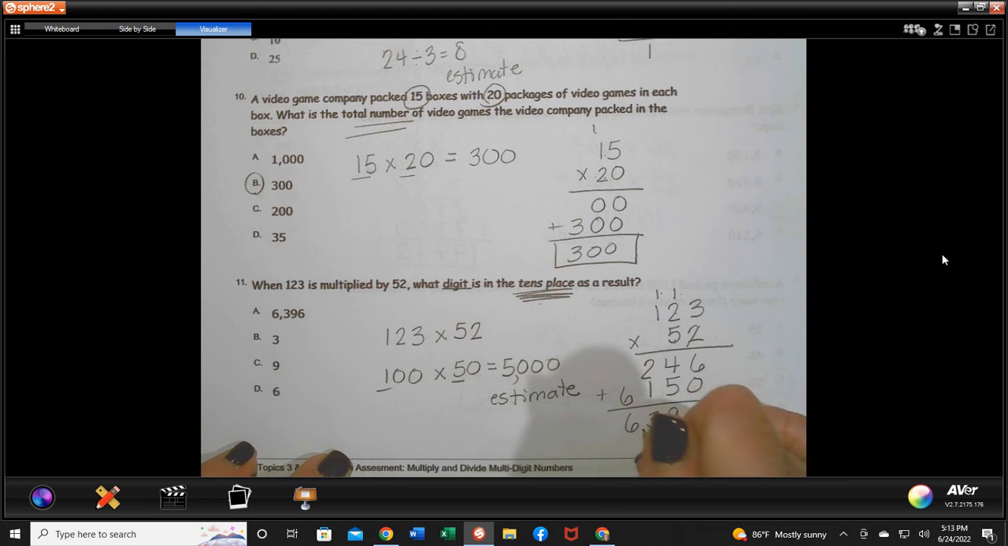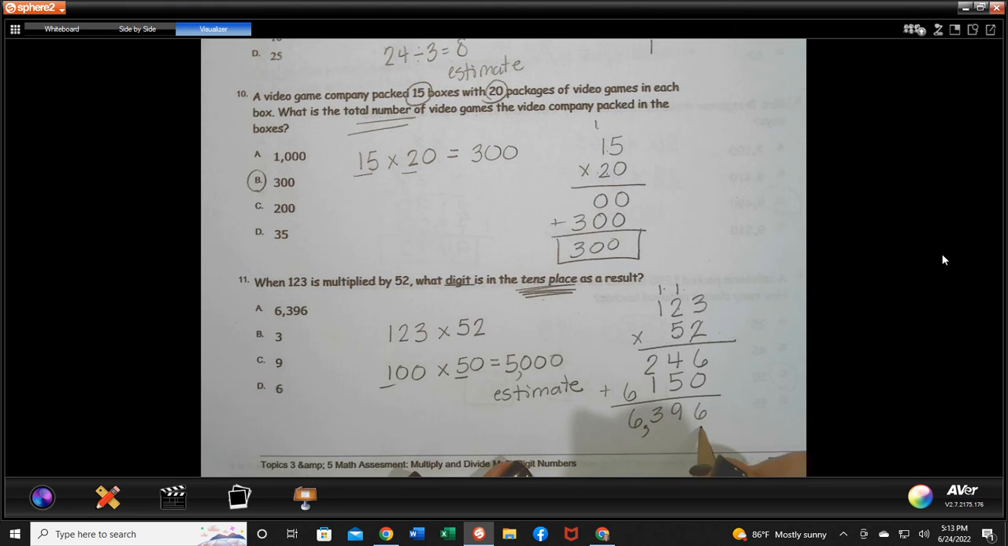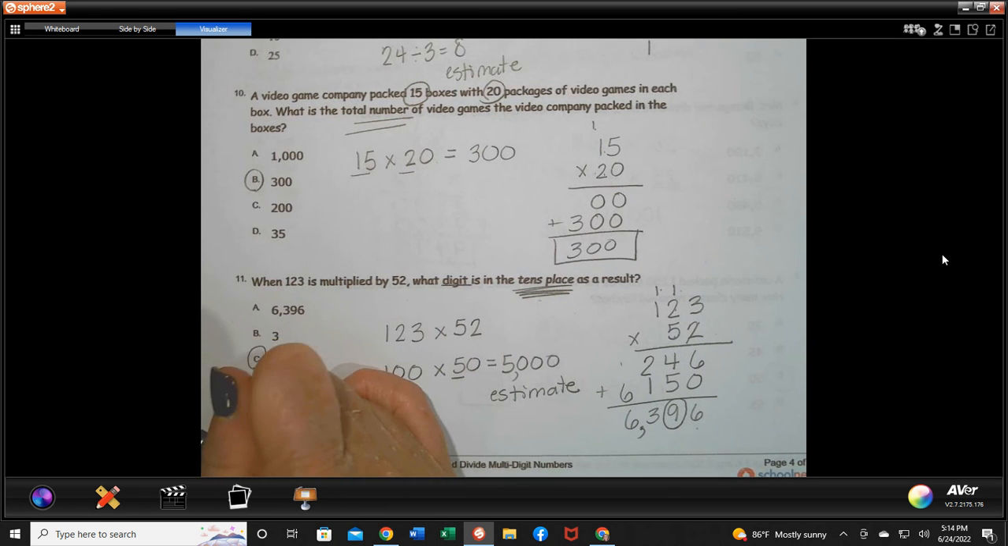We get 6,396. Now be careful. A lot of you didn't read the question and you jumped right in and grabbed the decoy answer A. Yes, that is the product, but that's not what this question's asking you for. It's asking you what digit is in the tens place. So here's 6 ones, 9 tens. So the answer is C.